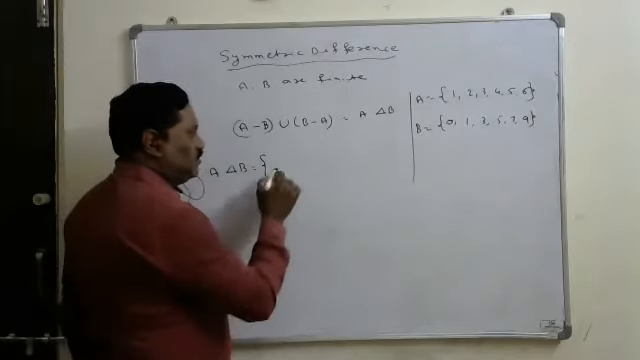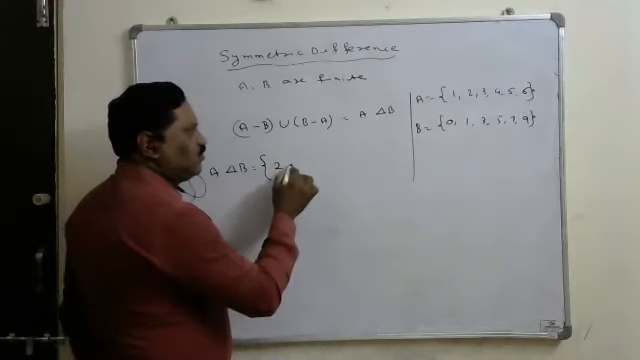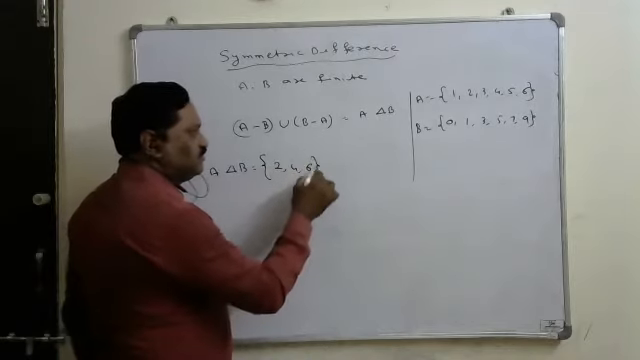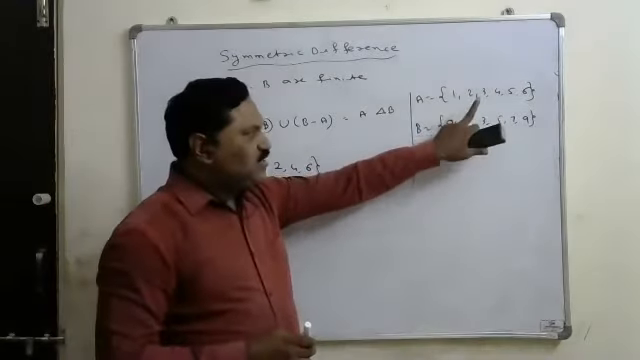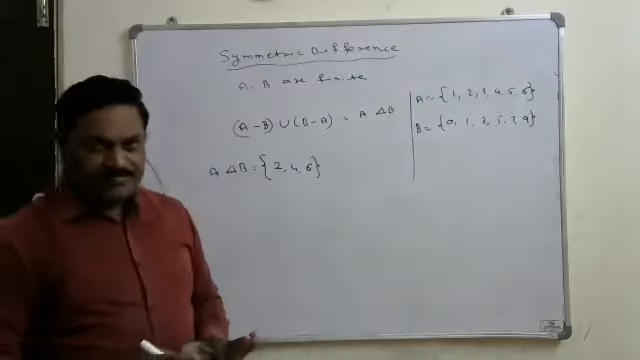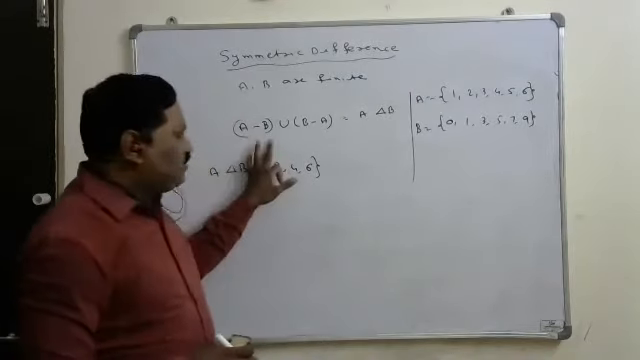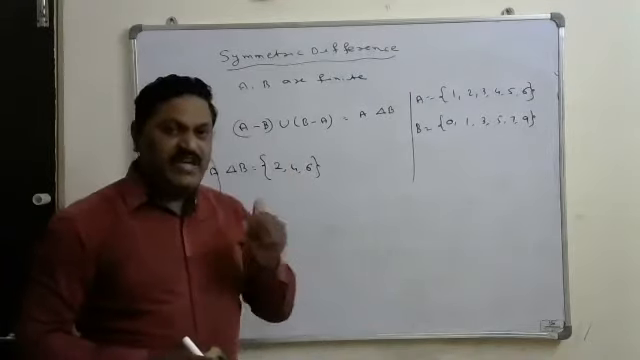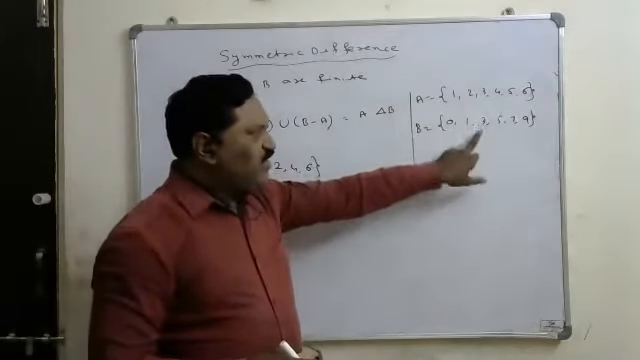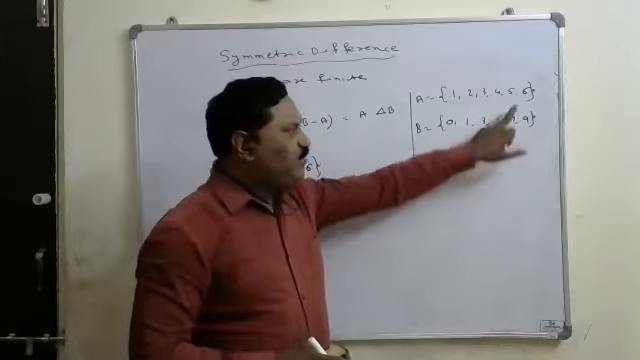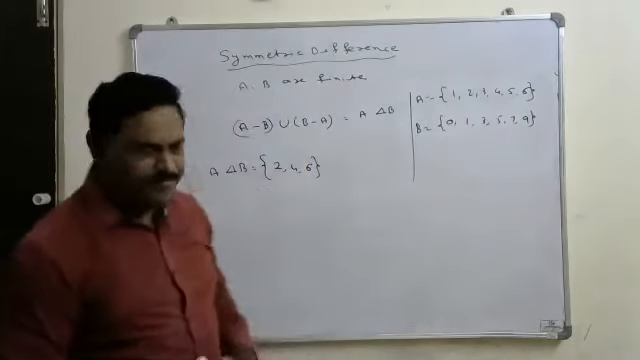A is 2, 4, 6, and B is 2, 4, 7, 9. So these are the elements. A only but not in B. A minus B is the elements which are available in A only. That is, 2 is there in A but not in B, 4 is there in A but not in B, 6 is there in A but not in B.